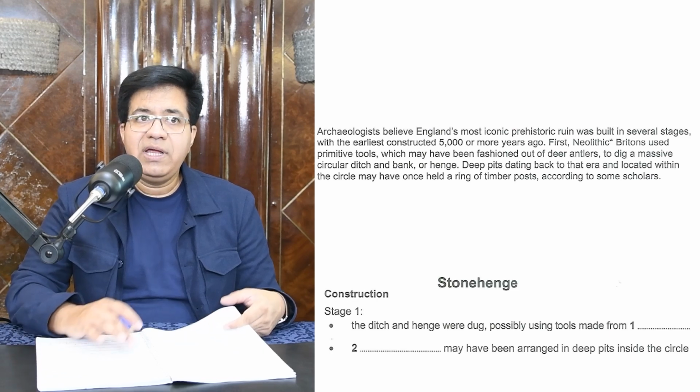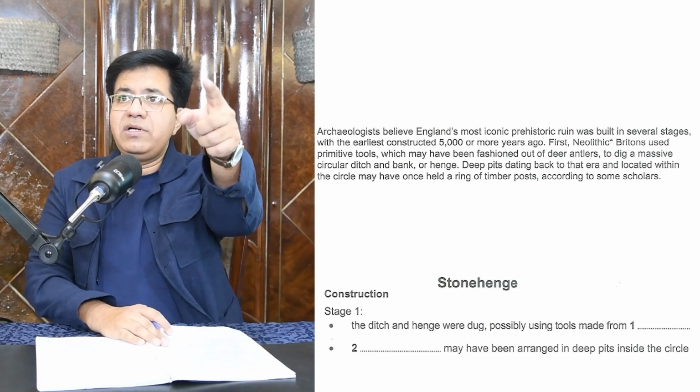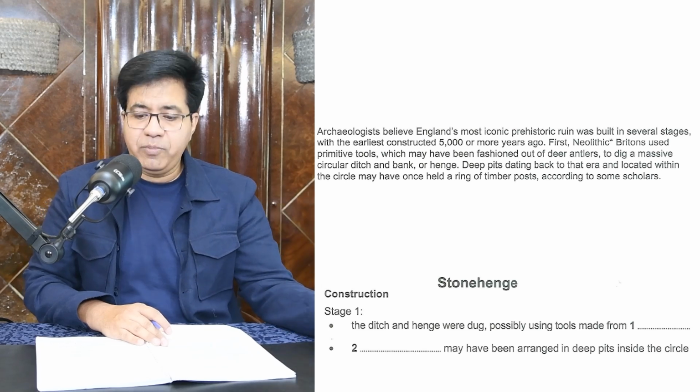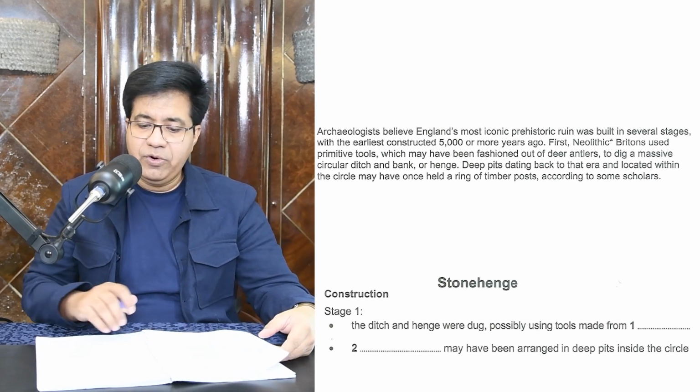Timber is wood and post is like this. This is a pillar. So post is like a pillar. Timber post means a pillar made out of wood.